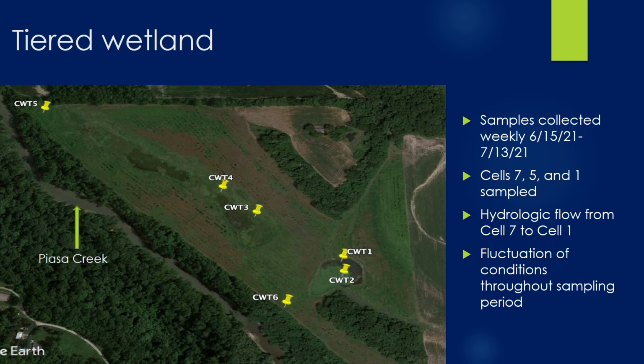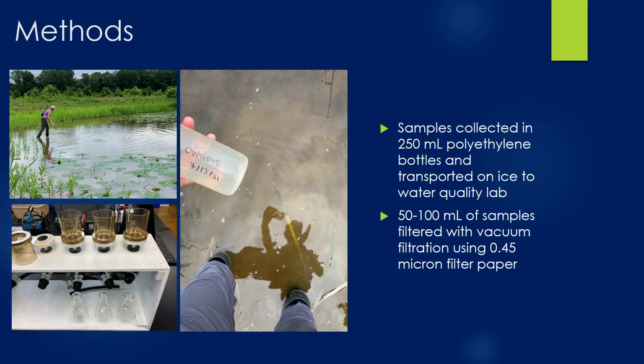However, there was a broad variation in the conditions within the wetland, with periods of very dry weather and almost no water, and periods where there was a lot of water in the wetland cells.